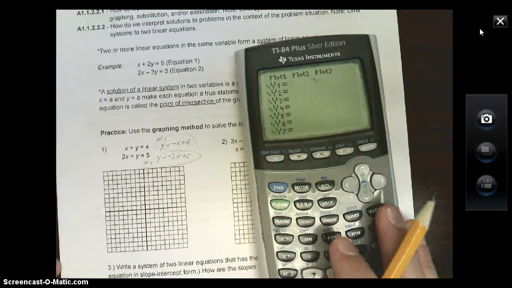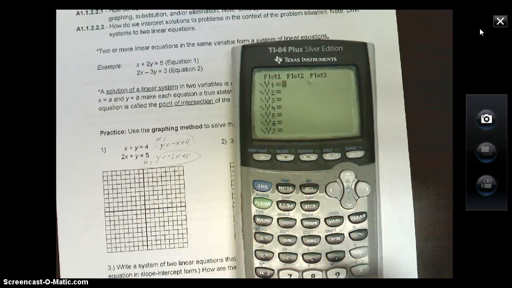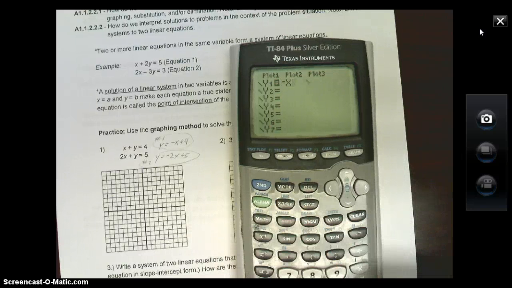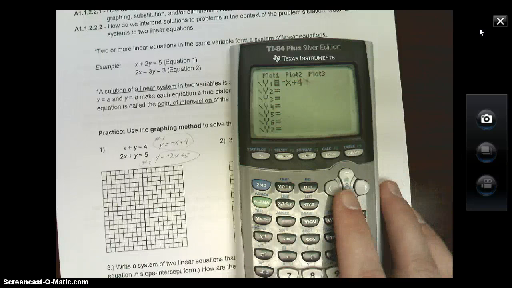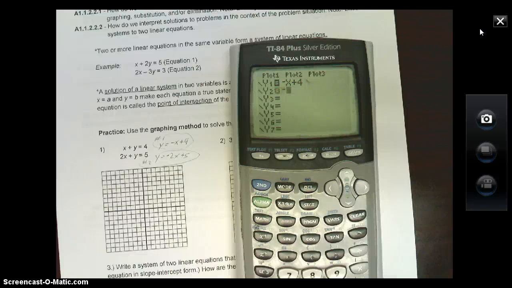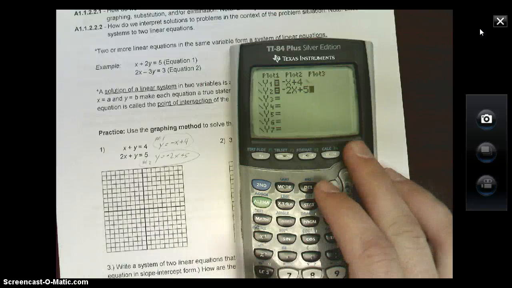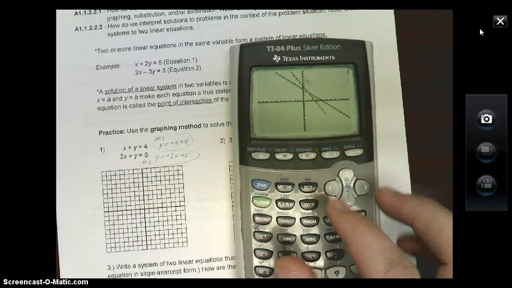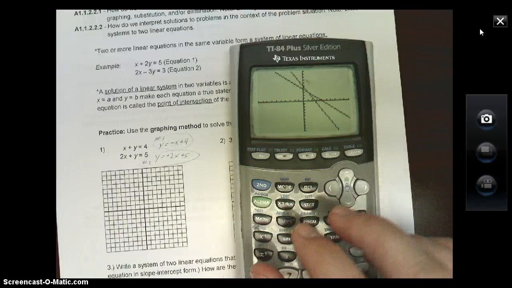So now that I have two equations, I'm going to go to my calculator. I am typing this in exactly as I see it. Negative x plus 4, there's my equation 1. Down to y2, negative 2x plus 5. Okay, so I'm going to double check myself. Does this match up? Yep, we're good. So everything's good. Graph it. There's my first line coming down. There's my other line.